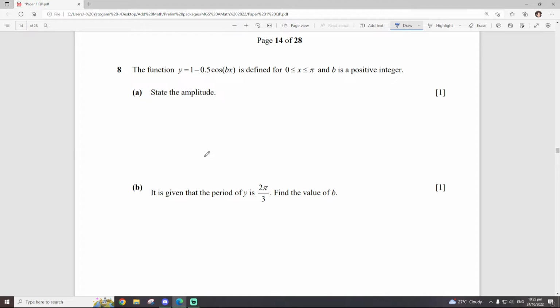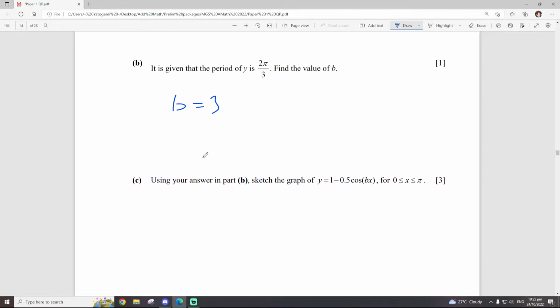Okay, the function y equals 1 minus 0.5 cosine bx. State the amplitude. Okay, so that will be the coefficient of the cosine, but you always take the absolute value. So we put it as half, not negative half. It is given that the period of y is 2 pi over 3. Find the value of b. So remember, as b increases, the period decreases. It's an inverse proportion, and the standard cosine x has a period of 2 pi. Therefore, in this case, b must be equal to 3.